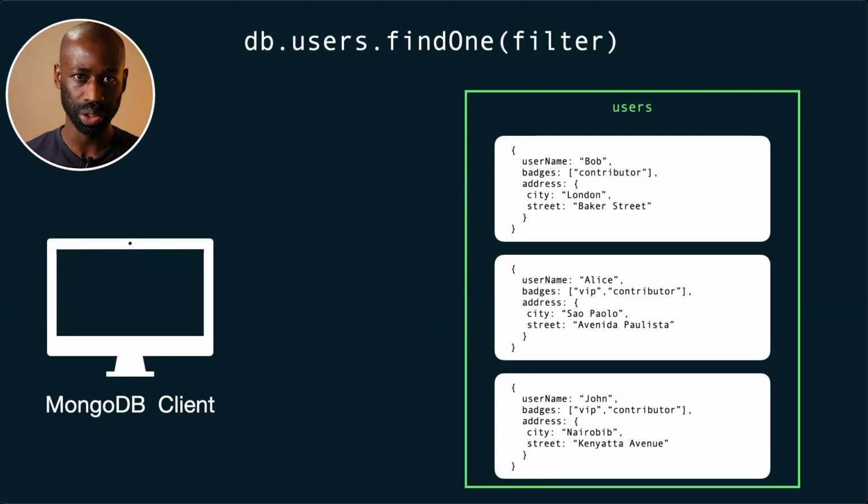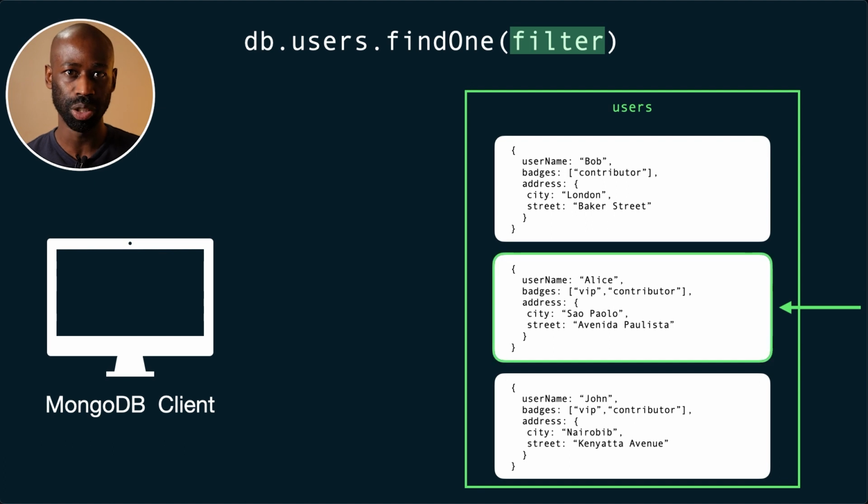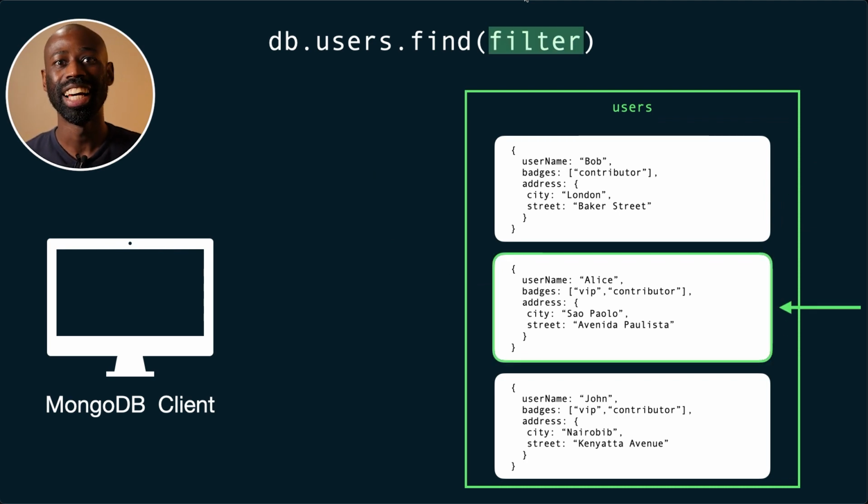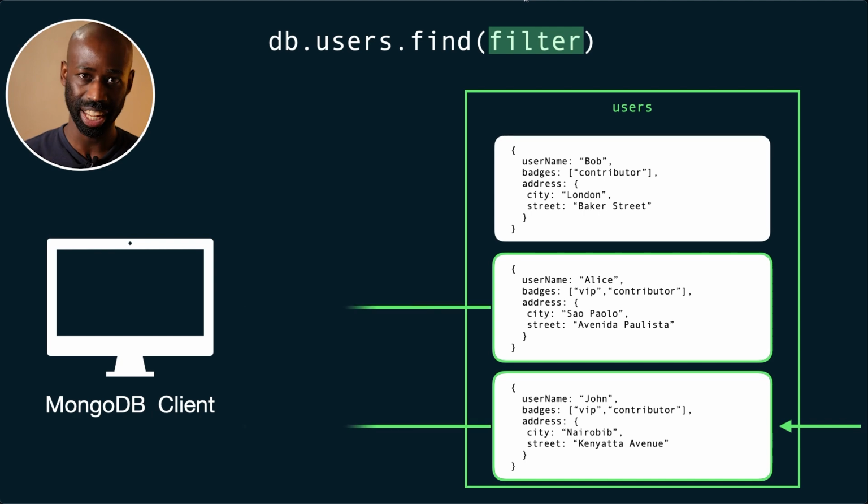MongoDB will use the filter document to select the first document that matches the filter. And when a document is found, it will be returned to the client. If there is no document matching the filter, there will be no document returned. For the function find, MongoDB will find all documents matching the filter and return them to the client.